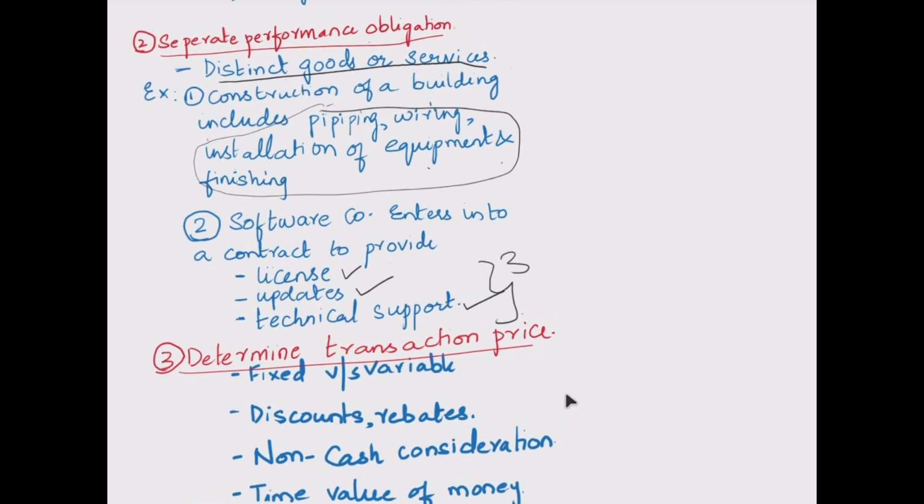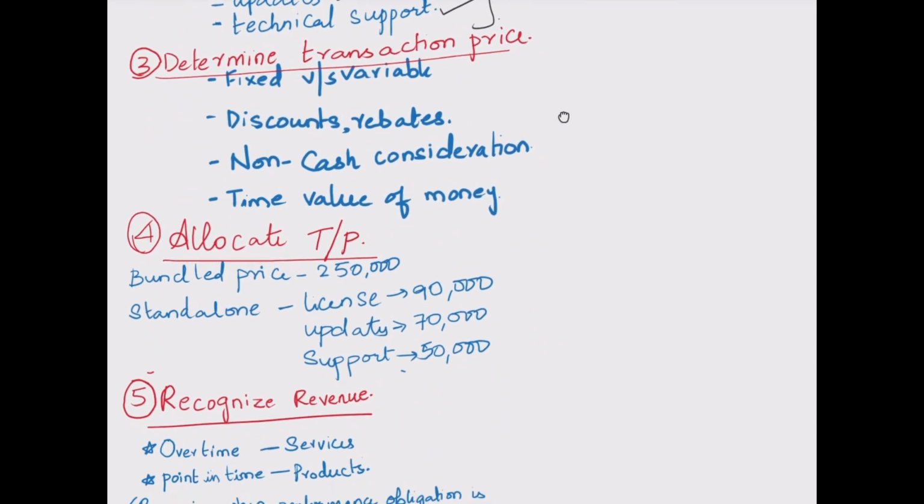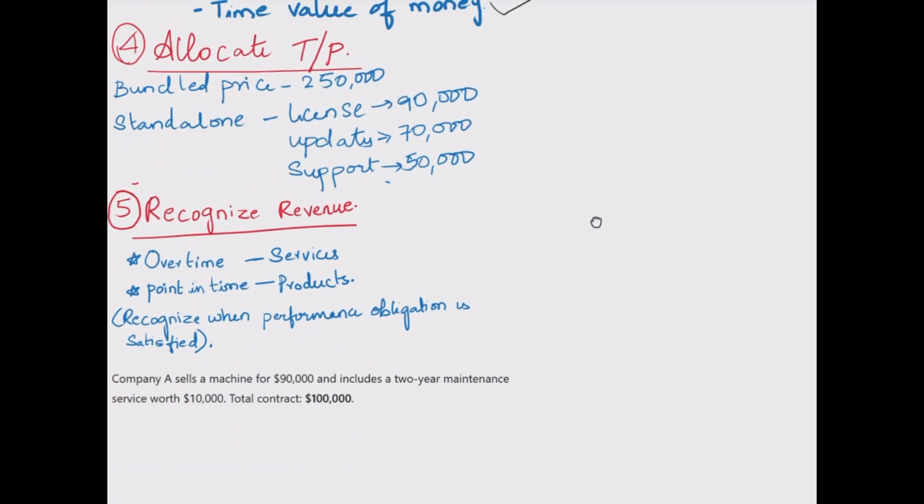Now let's take a look at how we determine the transaction price. You're taking into consideration both fixed and variable amounts. You're deducting your discounts or rebates. You're taking fair value of your non-cash considerations, and you're considering time value of money in case the time period is more than 1 year. Correct? Now the fourth step is to allocate your transaction price.